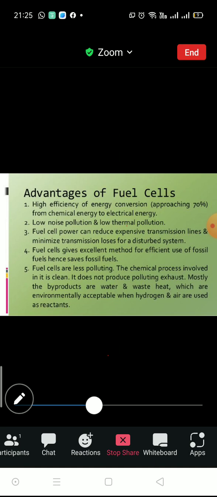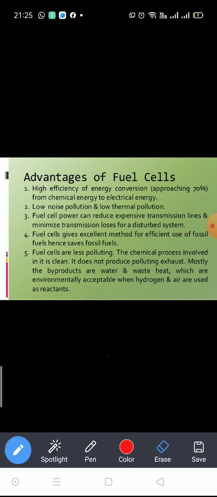Advantages of the fuel cell. As far as the fuel cell is concerned, it has a large number of advantages over other cells. First, it is a highly efficient cell. Second is low noise pollution and low thermal pollution. So this is pollution free also. Fuel cell power can reduce expensive transmission lines and minimize transmission losses for a distributed system.